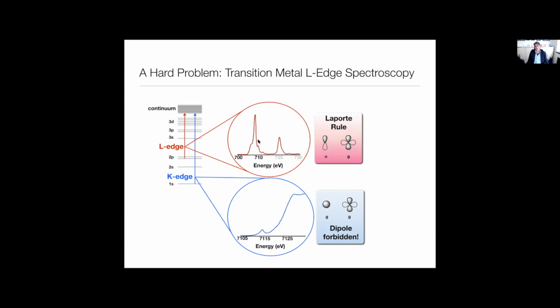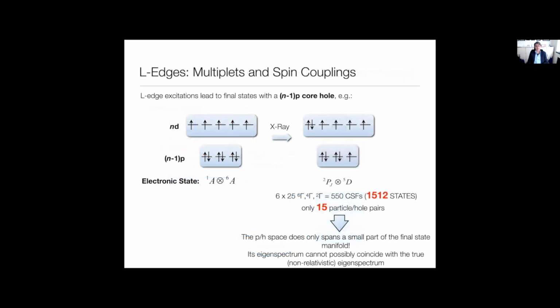But there is a more important aspect of it, and that is a very strong spin-orbit coupling in the 2p shell, in the partially filled 2p shell, that is splitting the L-edge apart into an L3 and an L2 edge in a way that you are certainly all familiar with.